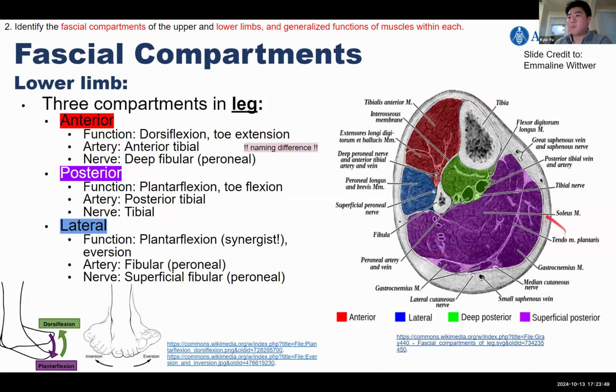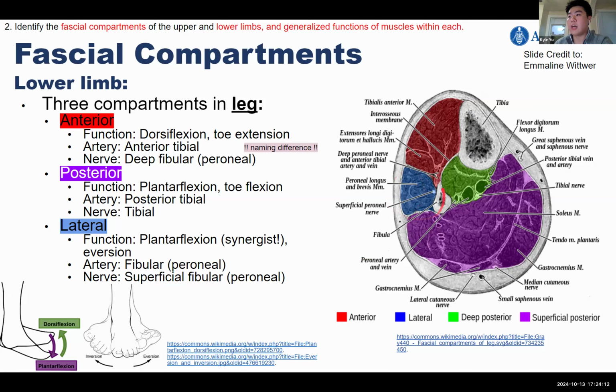Next, we have the posterior compartment, which is in purple, and this is responsible for plantar flexion as well as toe flexion. Plantar flexion is angling your foot downward, and toe flexion is, if you're trying to pick up something with your toes, you'd be flexing your toes to try and grip that object. This is supplied by the posterior tibial artery and the tibial nerve.